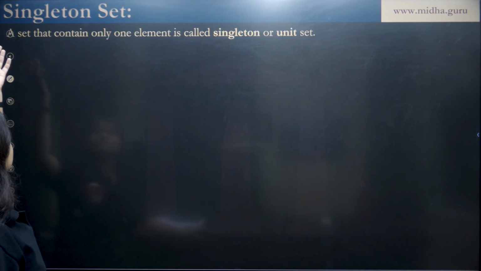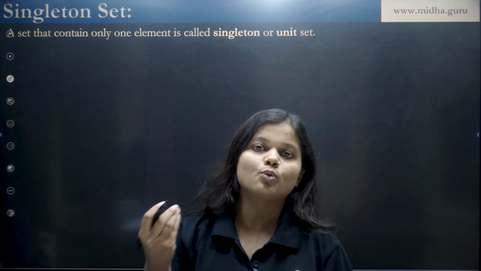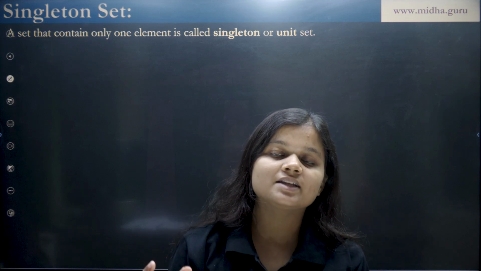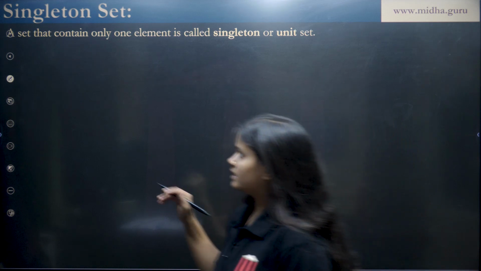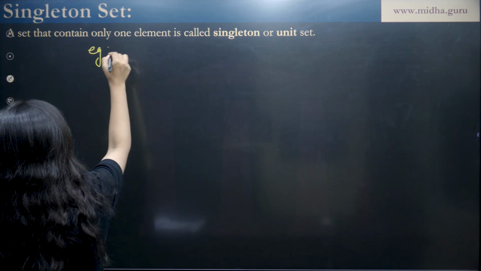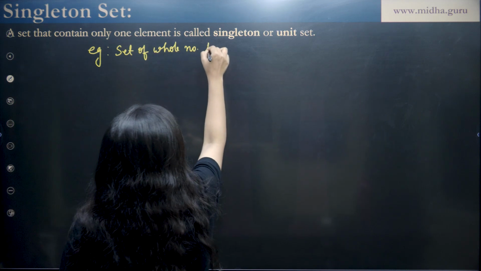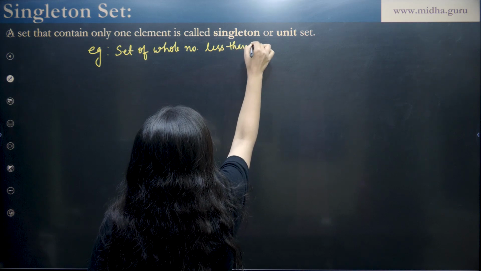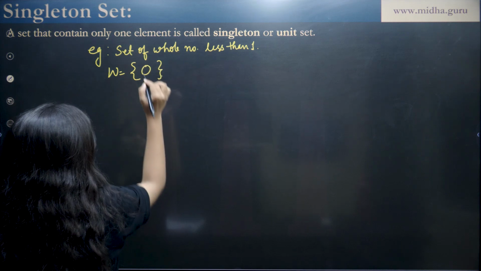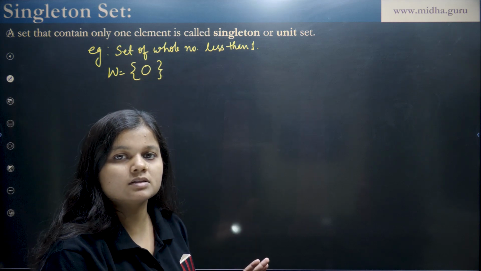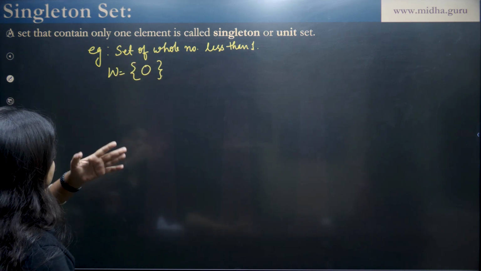Now next is singleton set. As the name suggests, a singleton set means it has only one element. If inside the set there is only one element, then the set is known as singleton set. For example, the set of whole numbers less than 1. If we write the set of whole numbers less than 1, we find only one element, that is 0. So it is an example of singleton set.